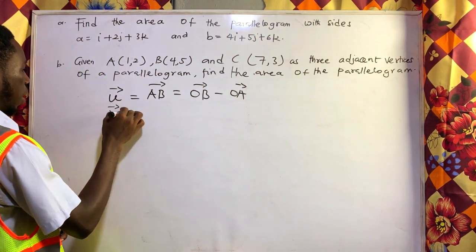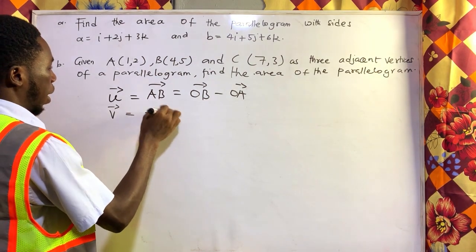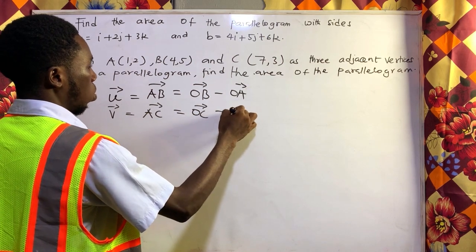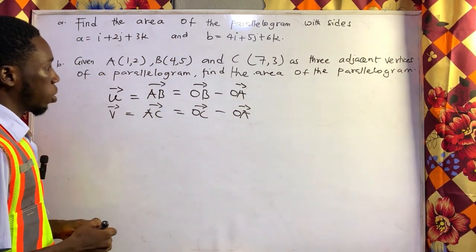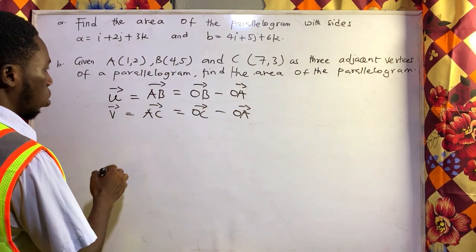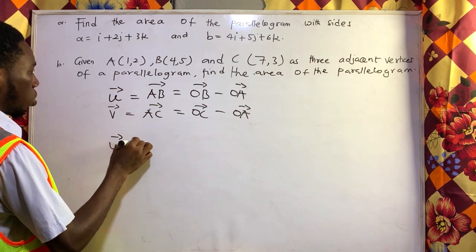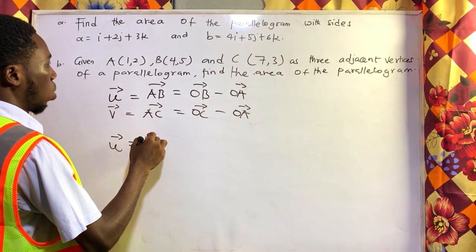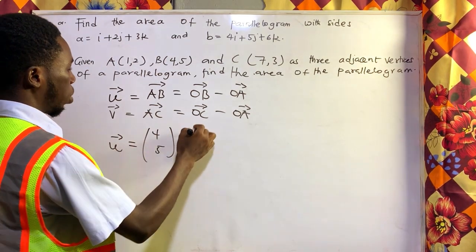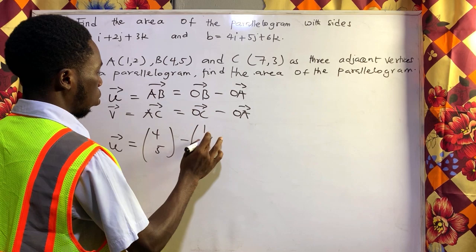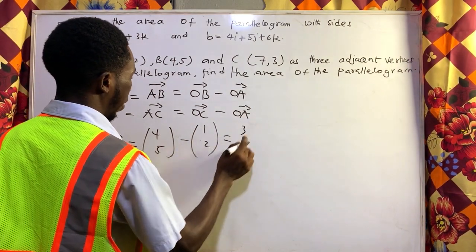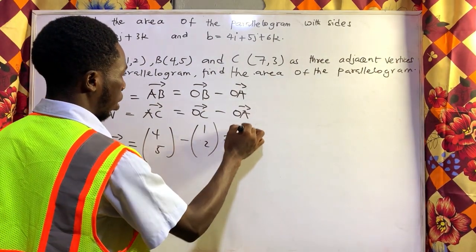And then let's take vector V to be equal to what? Vector AC, right? Which will be OC minus what? OA, right? So now let's find our vector U and vector V. Vector U is equal to OB, which is what? 4, 5, minus what? OA, which is 1, 2. So this will give us 3, 3, right?